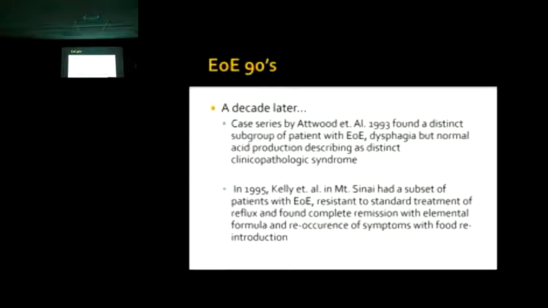It wasn't until about a decade later, in the 90s, that somebody started to see this as a thing. So Attwood looked at a series of patients that did not have GERD, but had dysphagia and eosinophils that they found on biopsy, and they thought this was a brand new disease. This was 1993. And then in 95, Kelly used what turned out to be, at the time, a very interesting method: using elemental formula to treat this reflux-resistant disease process, with complete resolution and then recurrence once they reintroduced regular food.